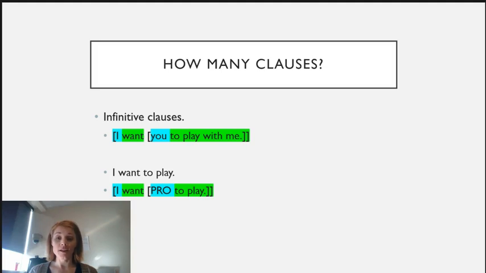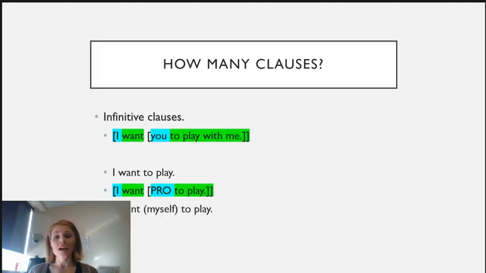Okay, so our main clause would be I want to play, right, with our subject being I and our predicate being want to play. And then embedded within that is our second clause, which our subject is big pro, and our predicate is to play. And it sounds weird, but there are actually a lot of reasons why we believe these silent pronouns occur that have to do with theta roles and binding theory, which we won't get into here. But just know that the silent pronoun is there and it is acting as the subject in an infinitive clause.